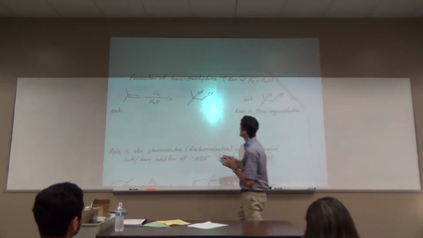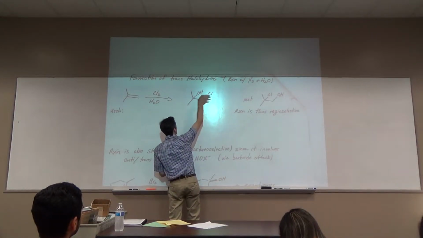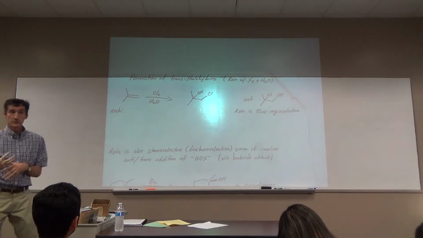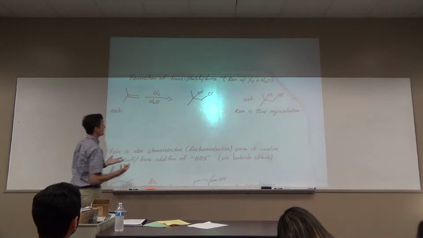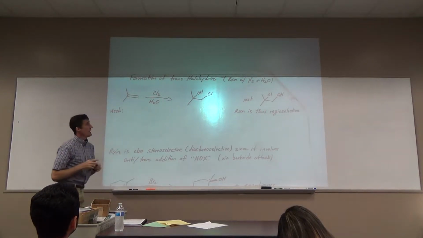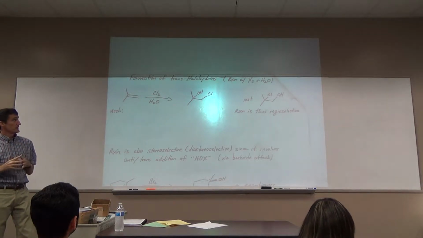What is a halohydrin? Halo means halogen, and here's your halohydrin product. Hydro is like water. That comes from hydro. And because water is reacting, we end up with an OH. And that's called a halohydrin.